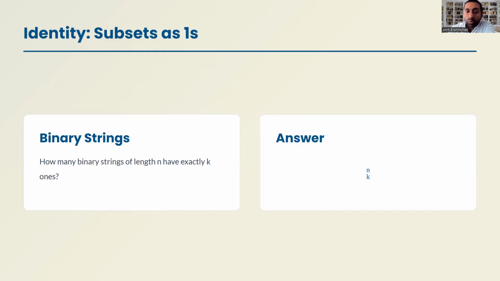Because the order in which we select the slots doesn't matter, this is a classic combination problem. The answer is simply n choose k. This shows how basic binomial coefficients serve as the fundamental language of binary data storage.